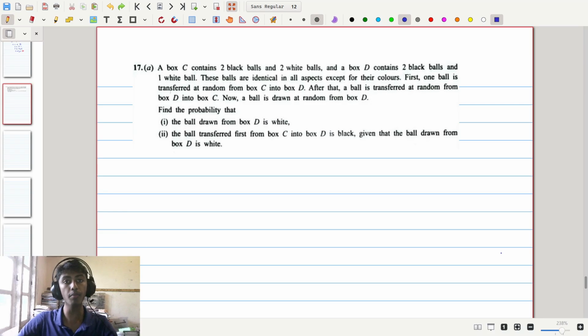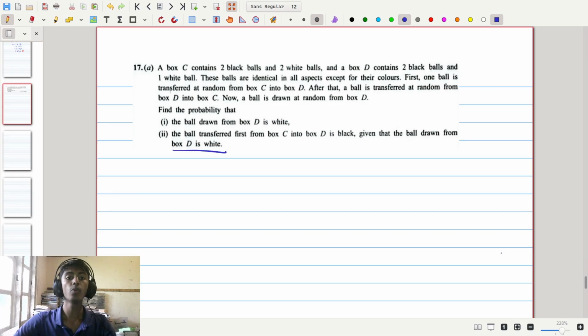Finally, a ball is drawn at random from box D. So after these two transfers, we once again close our eyes, randomly choose a ball from box D, take it out, and call that our drawn ball. We have to find the probability that, first, the ball drawn from box D is white. And then the probability that the ball transferred first from box C into box D is black, given that the ball drawn from box D was white.